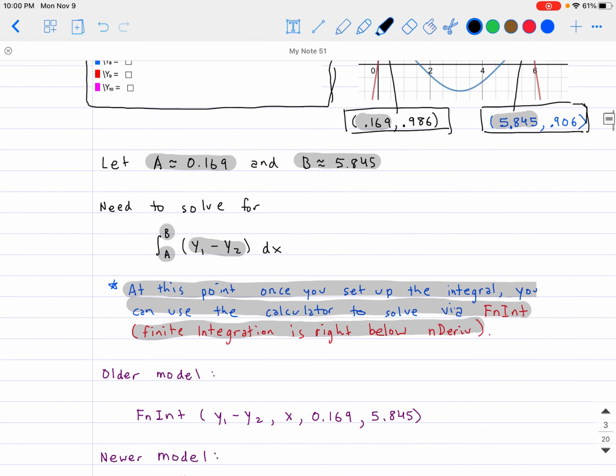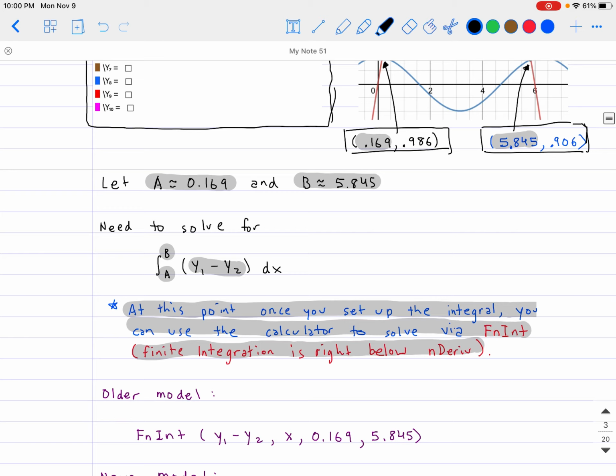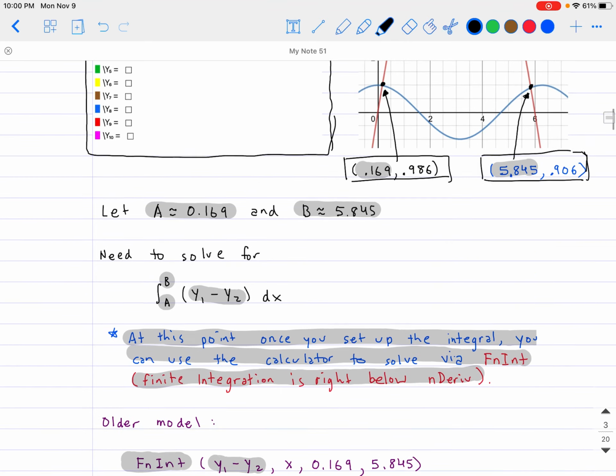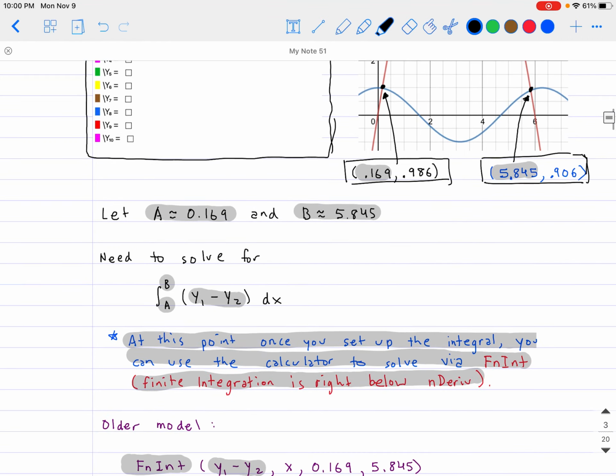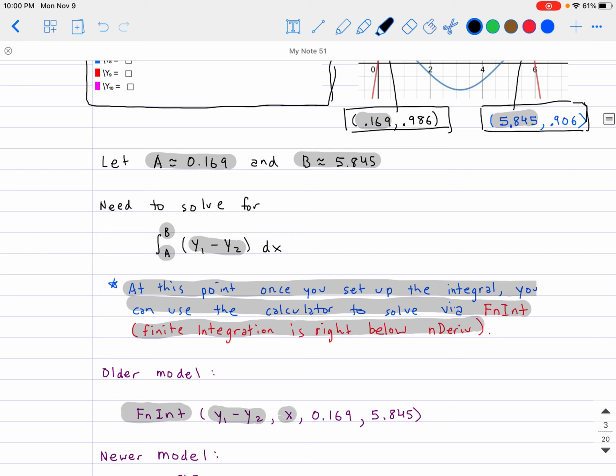So anyhow, in the older model of your calculator, you would select the finite integration key, and it'll take you back to the main screen, and this is what you have to put in there: finite integration, then open parentheses, y1 minus y2, because remember, y1 and y2 are basically these equations right here, so you don't have to put them in, but if you want to put them in instead, that's fine, okay? Comma, x, and then comma, your lower bound, comma, your upper bound. Those guys, if you want, you can technically put in a and b so long as you define what a and b are in your calculator.